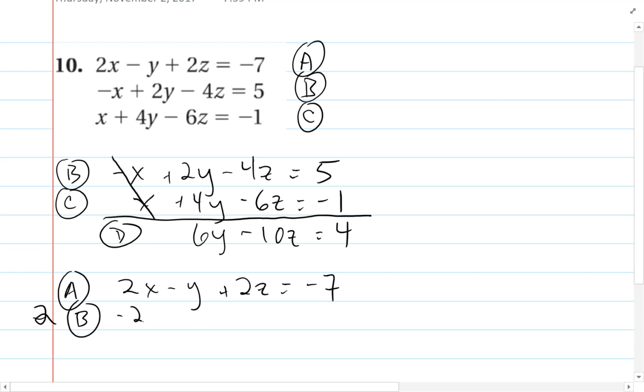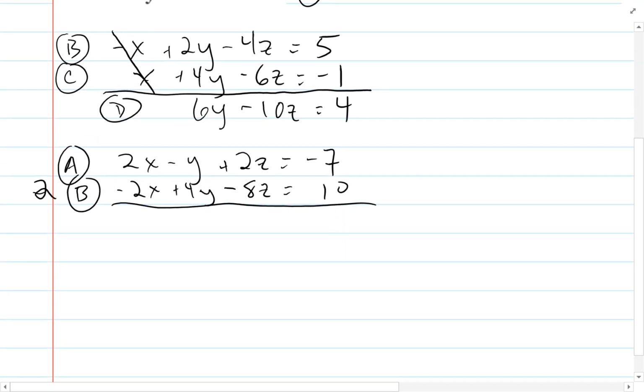So I end up with a negative 2x plus 4y minus 8z is equal to 10. And go through the elimination process again, and my x's will cancel out again intentionally, and this becomes 3y minus 6z is equal to 3. And now I have my new second equation, E.